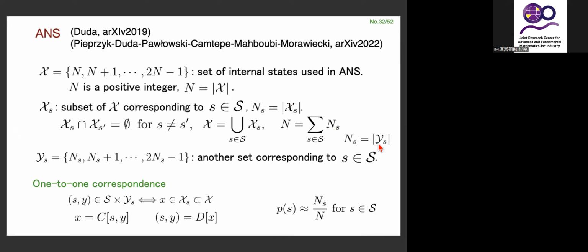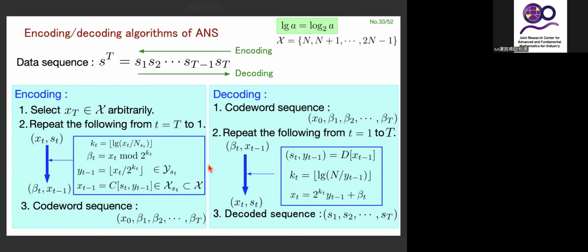Since X and Y have the same size, we have a one-to-one correspondence between Y and X. And this one-to-one correspondence can be represented by two functions, C and D. And for simplicity, we assume that C and D are given in this table. The encoding of ANS is done in the following way.